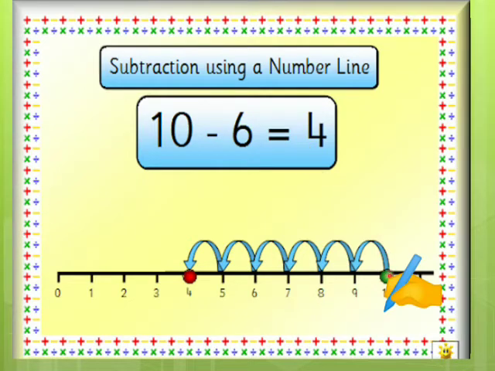We start from 10, but unlike addition, we take the leap backward, that is leftward. We will start from 10 and take the back leap. How many times? 6 times, and see where do we reach. 1, 2, 3, 4, 5, 6, and we reached 4. So 4 is the difference.